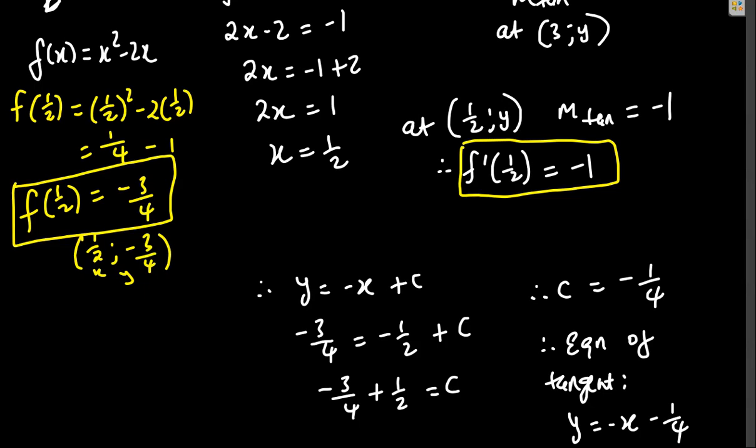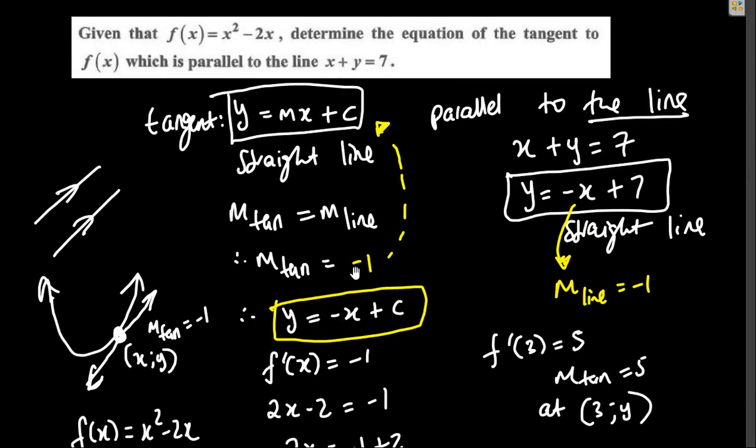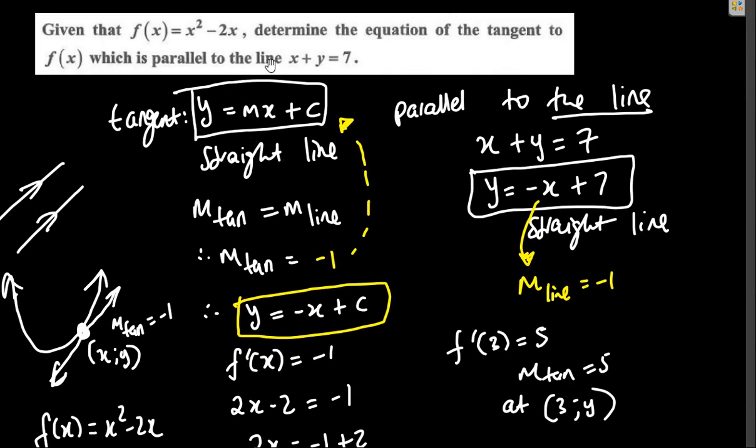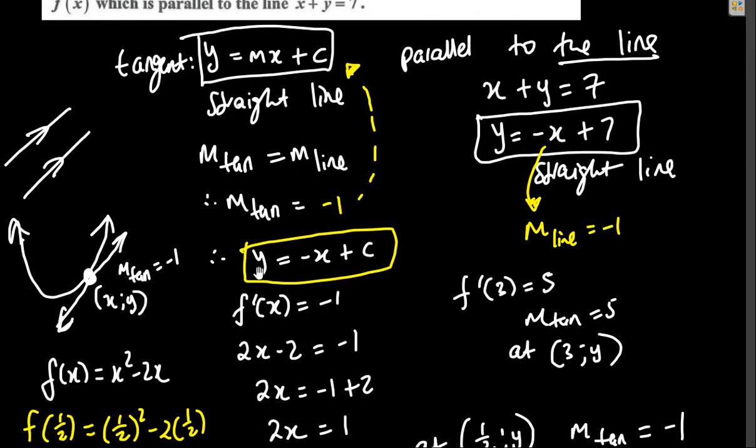All right, great. Quite a lot, but the idea there is just to understand that when they say determine the equation of a tangent, we want y is equal to mx plus c, because a tangent is a straight line. Now they're saying that that tangent must be parallel to this line. Well, if a tangent is parallel to this line, which is also a straight line, they must have the same gradient. Since they gave us the gradient as -1, we know that the gradient of the tangent must also be -1. So it means now we have -1 in the equation.